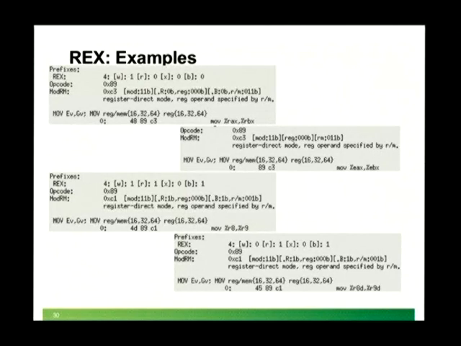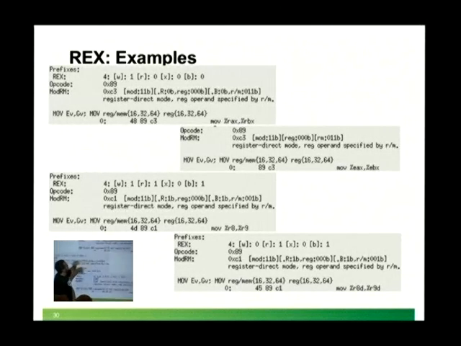Okay, examples. The first one has the rex prefix, and the width is set to 1, so you have a 64-bit register, and you move from RAX to RBX. By the way, this is AT&T syntax, so this is the source and this is the destination, unlike Intel syntax, which is the other way around. If you want to move 32-bit values, you just drop the rex prefix, so the instruction is 1 byte shorter, and you have EAX, EBX. If you want to move 64-bit values in the extended registers, you have to set both the R bit and the B bit in the rex. That's why the rex is 4D.